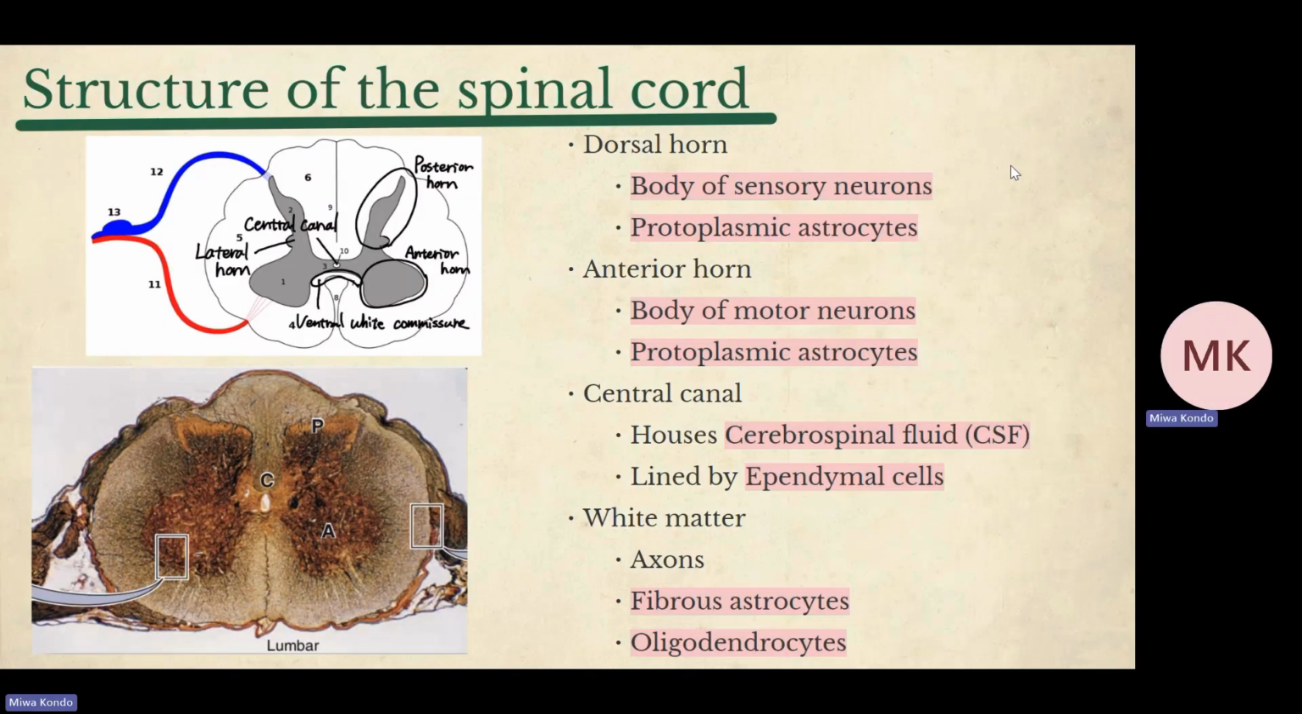Next, let's move on to the structure of the spinal cord. The dorsal horn contains the bodies of sensory neurons and protoplasmic astrocytes. The anterior horn contains the bodies of motor neurons and protoplasmic astrocytes. The central canal is filled with cerebrospinal fluid, or CSF, and is lined with cells called ependymal cells. The white matter contains axons, fibrous astrocytes, and oligodendrocytes.